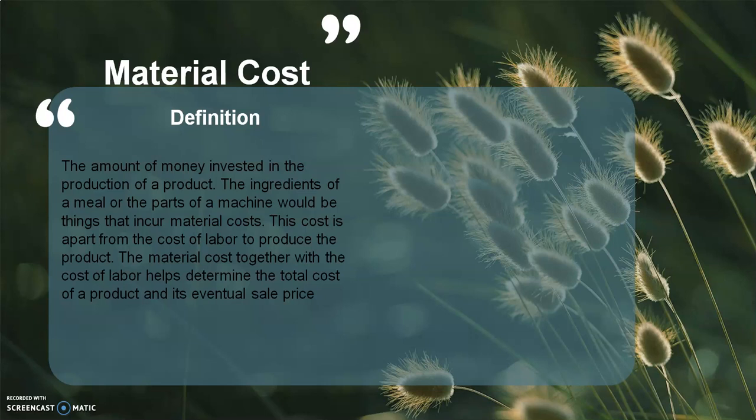The amount of money invested in the production of a product, the ingredients of a meal or a part of a machine would be the things that incur material cost. This cost is apart from the cost of labor to produce the product. The material cost together with the cost of labor helps determine the total cost of a product and its eventual sale price.